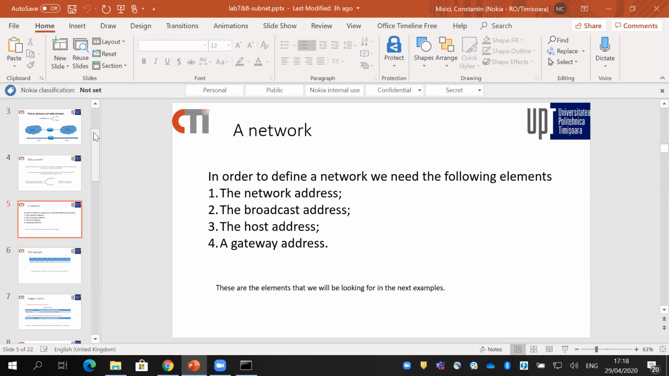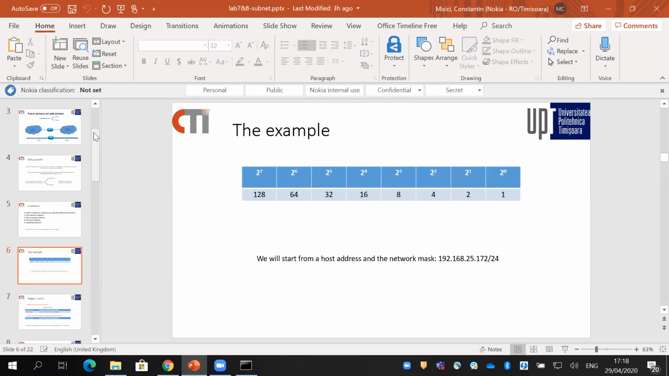Returning to these elements: the network address, the broadcast address, the host addresses, and the gateway addresses. These are the ones that we are going to look for in this particular network. Both in the homework you're going to have to do and in real-life examples, you might find yourself having to receive one IP address with a net mask and have to find an IP address within the same network, or the network address, and so on.